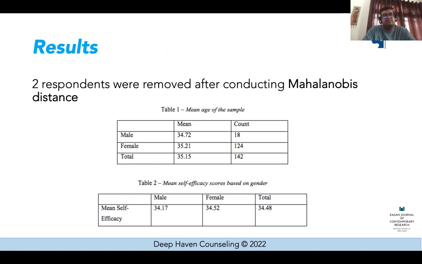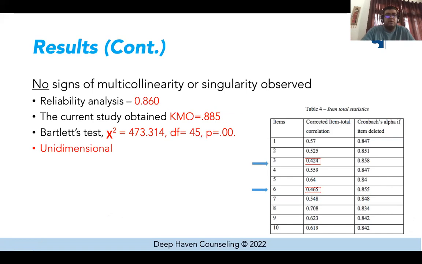So let's go through the results. First, we did the Mahalanobis distance and 2 respondents were removed. So altogether, we then had 142 for the study. And these are the mean self-efficacy scores, male and female, minor differences. But overall, that's a pretty good score out of 40 because the score ranges from 10 to 40 and 30 and above is pretty good. So no signs of multicollinearity or singularity were observed. Reliability was pretty solid, 0.86. And the current study obtained a KMO index of 0.885. That is also very good.